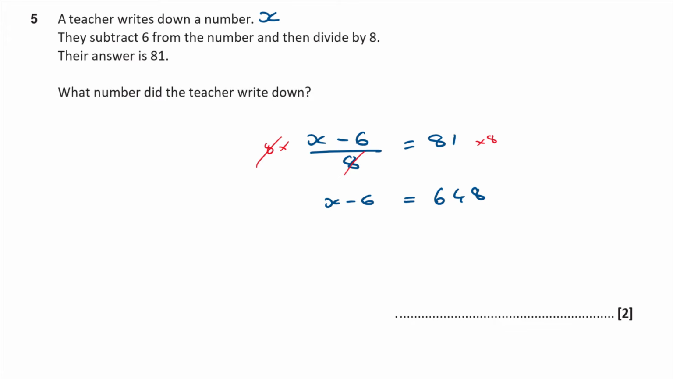And then add 6 to both sides. That's going to cancel, leaving me with x on the left. And then on the right, I've got 648 plus 6, which is 654. So that's my answer. That's the number the teacher originally wrote down, so that when she subtracted 6 from it and then divided by 8, she got 81.